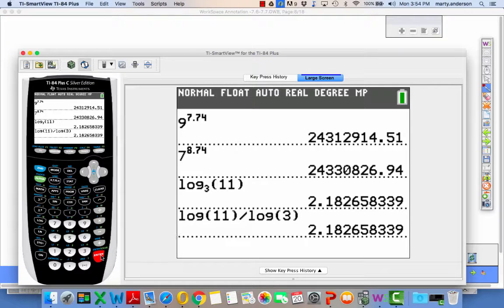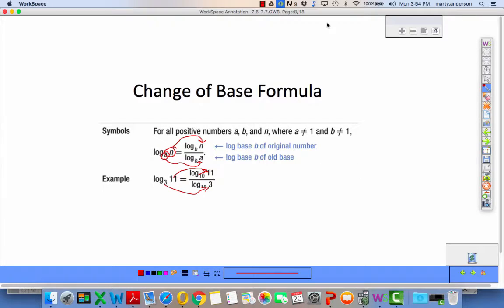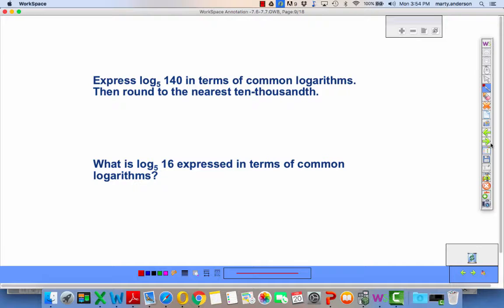So here's a great example of the fact that log base 3, that goes to the bottom, becomes the log base 10 of 3. The 11 goes on top. The base goes to the bottom, pretty easy to remember. A couple of quick examples.